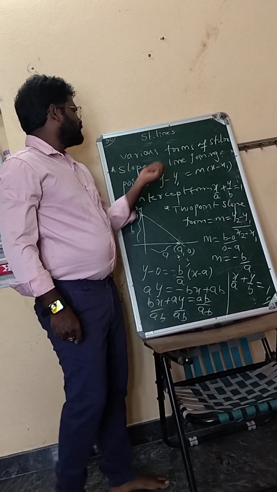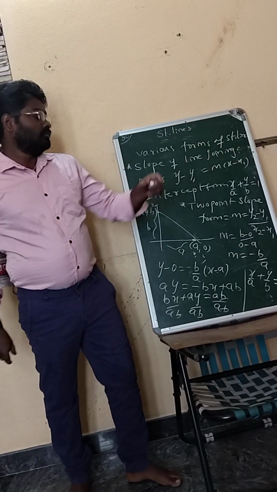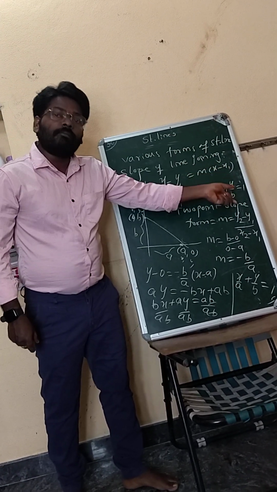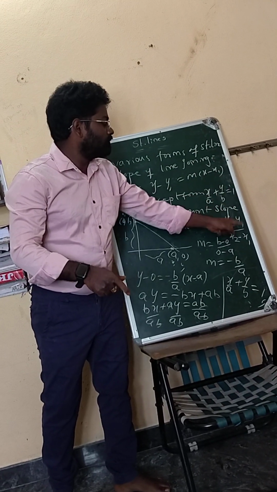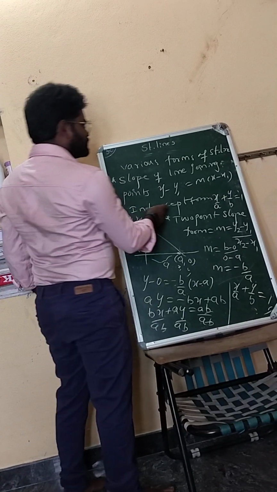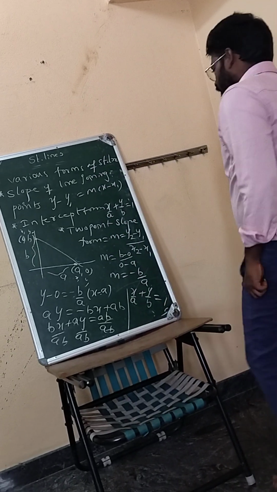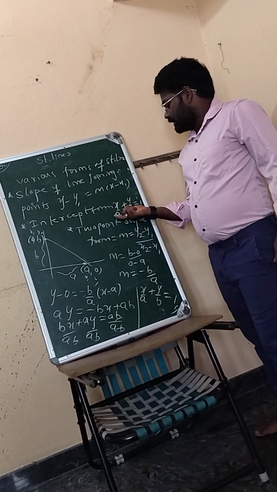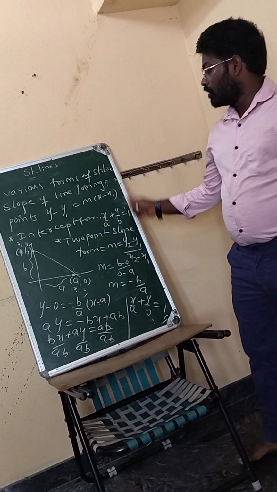Then slope of line joining points, y minus y1 equal to m into x minus x1. And next two point slope form. What is the two point slope form formula? Y2 minus y1 divided by x2 minus x1. Next, intercept form. What is the meaning of intercept form formula? X by a plus y by b equal to 1.